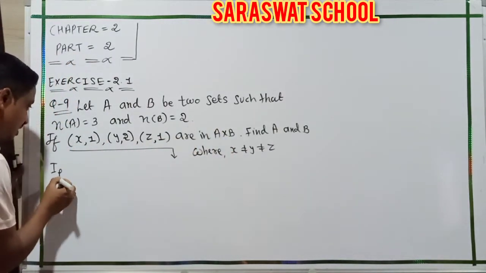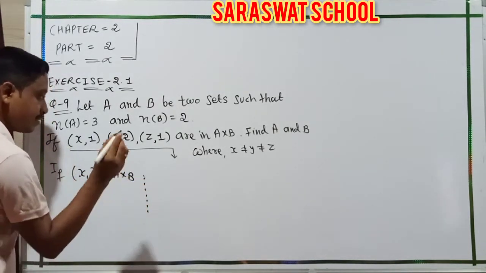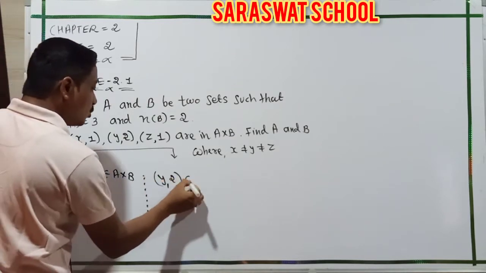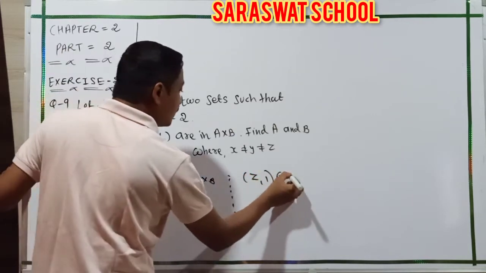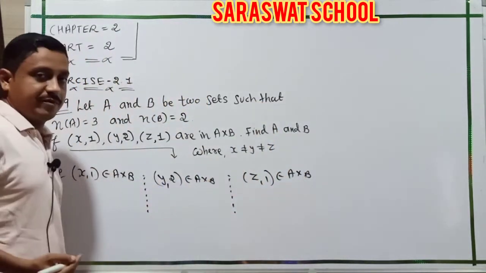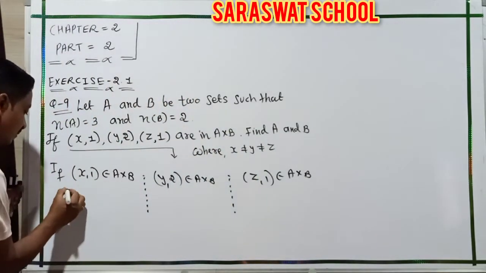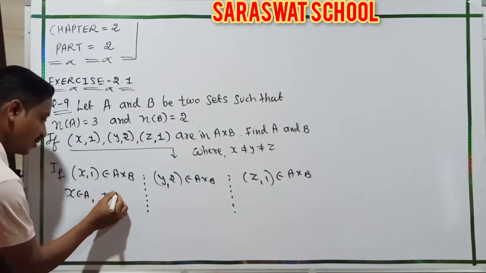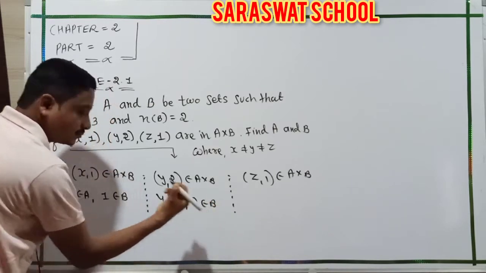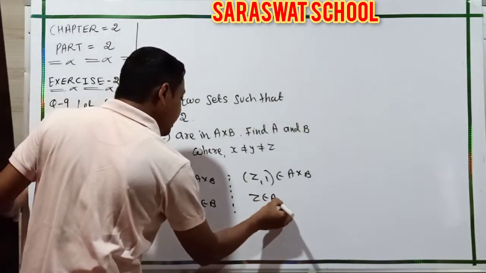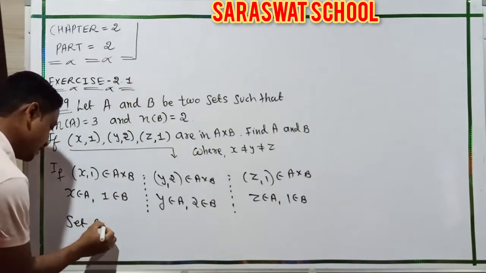It means I just write: (x, 1) belongs to A cross B, and the same as (y, 2) belongs to A cross B, and the same as (z, 1) belongs to A cross B. Students, belongs means it is a member. Yes, first x is a member of A and 1 is a member of B. Same as y belongs to A, 2 belongs to B, and same as z belongs to A and 1 belongs to B. It means your set A is ready.